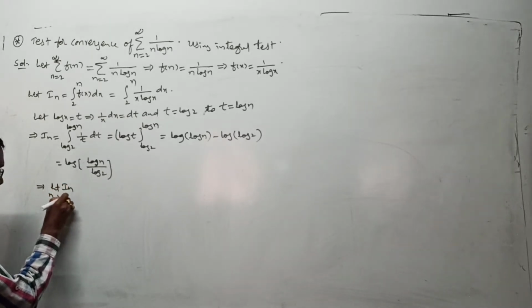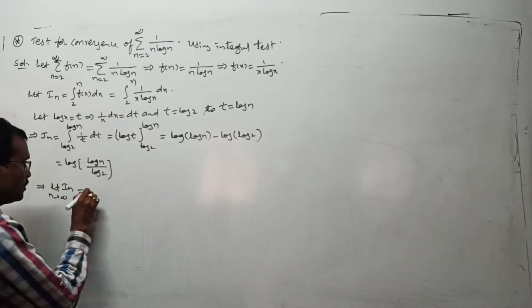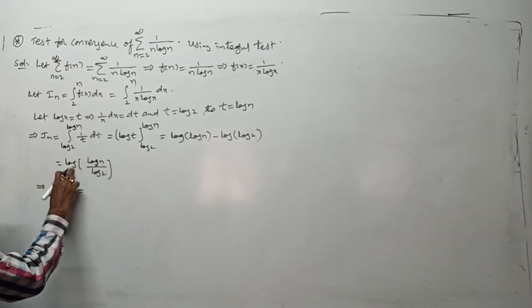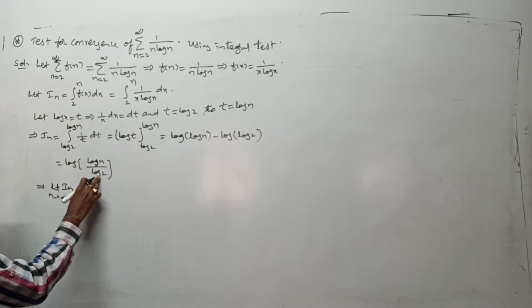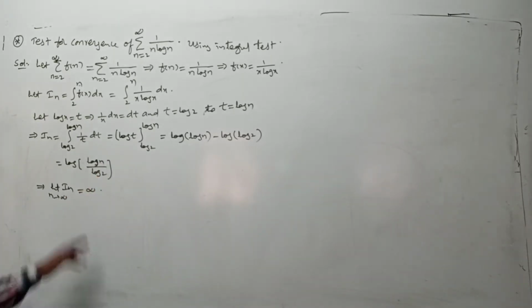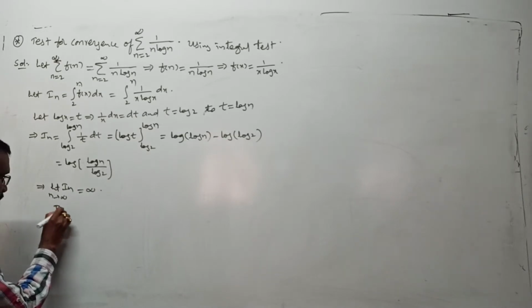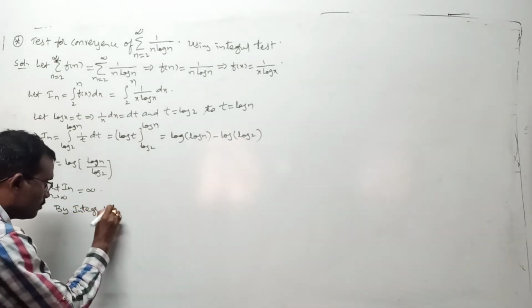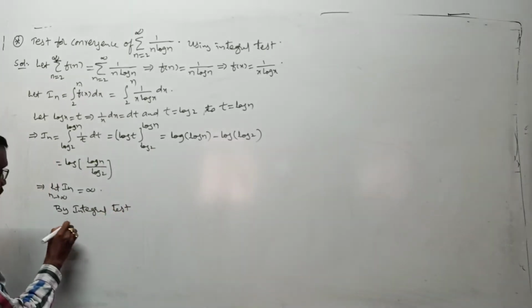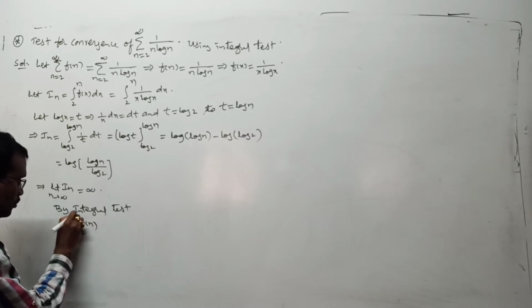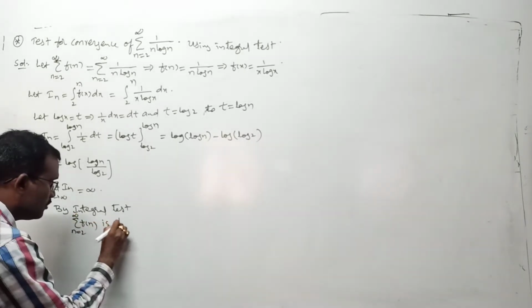Limit I_n as n tends to infinity: as n tends to infinity, log n tends to infinity or not? Log of log n, log infinity by 2 is what? Is it undefined or not? Infinity. By integral test we say the given series is divergent. By integral test, sigma f of n from n equal to 2 to infinity is divergent.